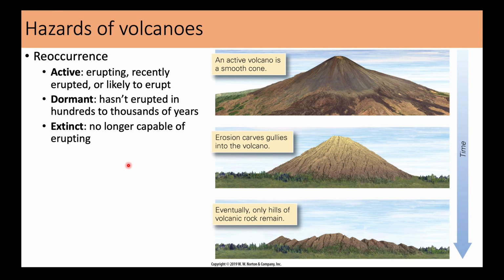So if you were to buy a home, for example, I would stick with staying near an extinct or dormant volcano if you had to choose one of the three. An active volcano can be very, very dangerous, as we have talked about. A dormant volcano doesn't mean that it isn't going to erupt. It just means that it hasn't in hundreds to thousands of years.